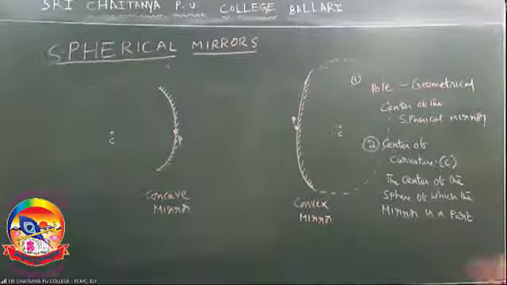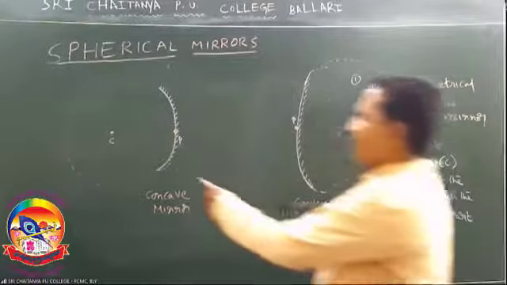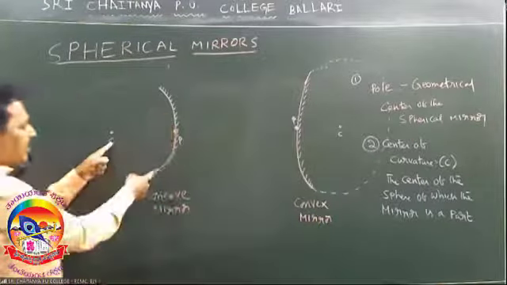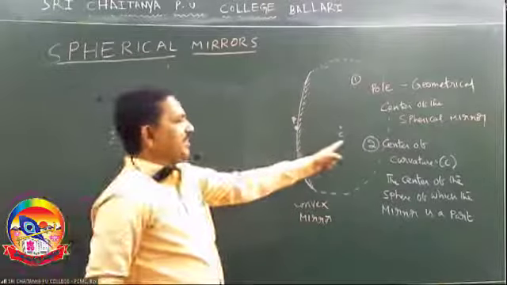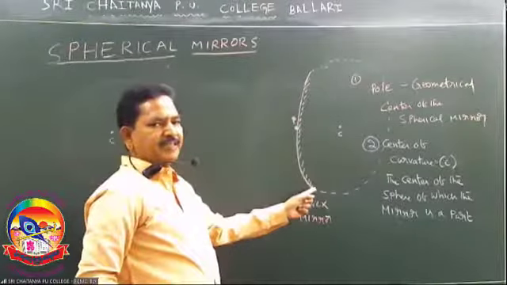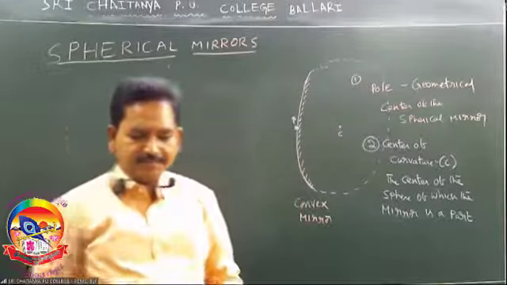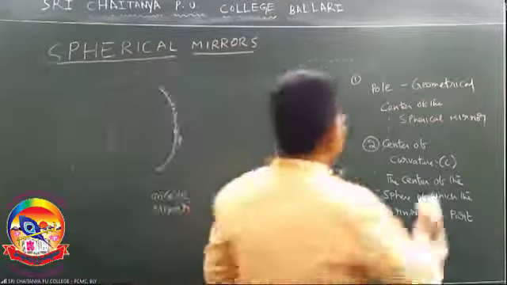The first point, the pole of a spherical mirror: the geometrical center of the spherical mirror is called pole. Center of curvature: the center of the sphere of which the mirror is a part is called the center of curvature. This is the center of curvature for this concave mirror. This is the center of curvature for this convex mirror. So two definitions over.